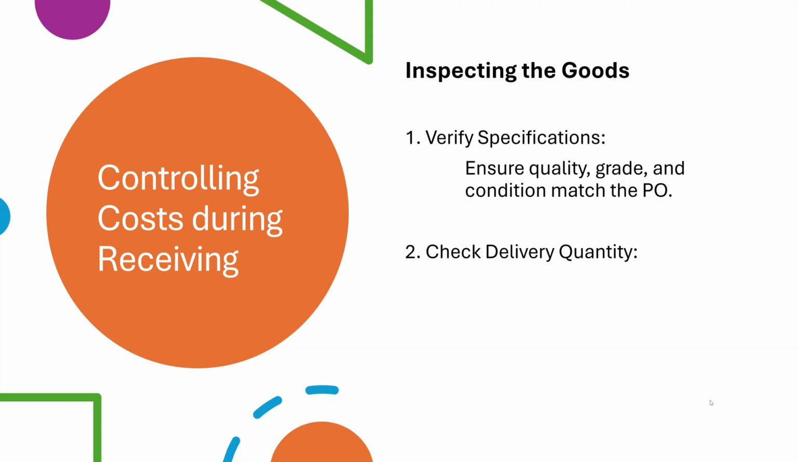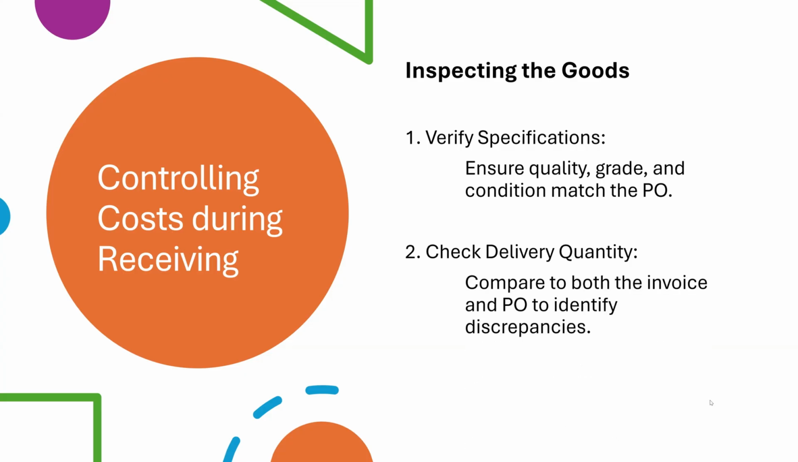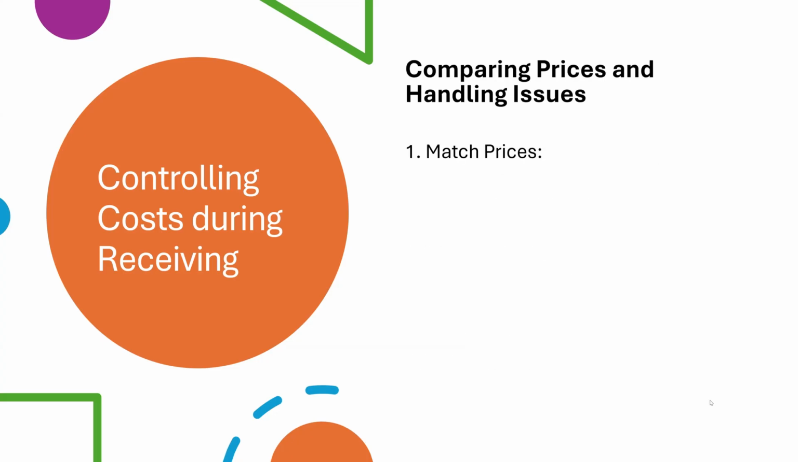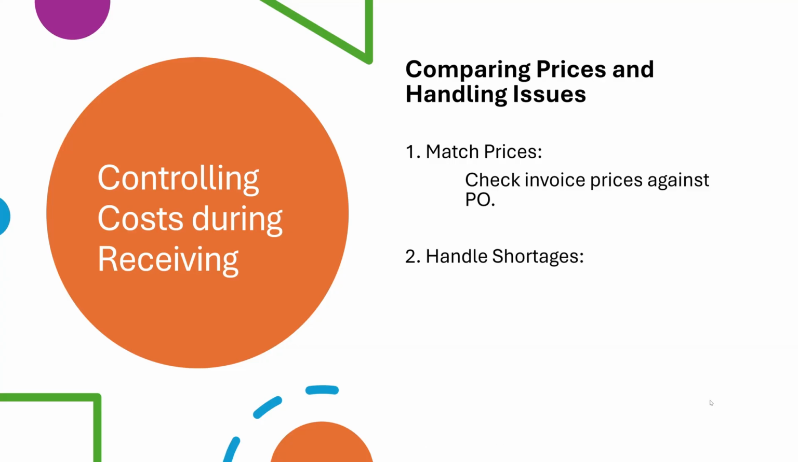You want to check your quantity, right? So compare to both the invoice and the PO to identify the discrepancies. They should be the same. Match the prices. Check invoice prices against the PO. They should match because that's how we ordered it. And so we're going to use that cost and put it into our process and our system. And if we don't check that and it's not correct, then it messes up everything.